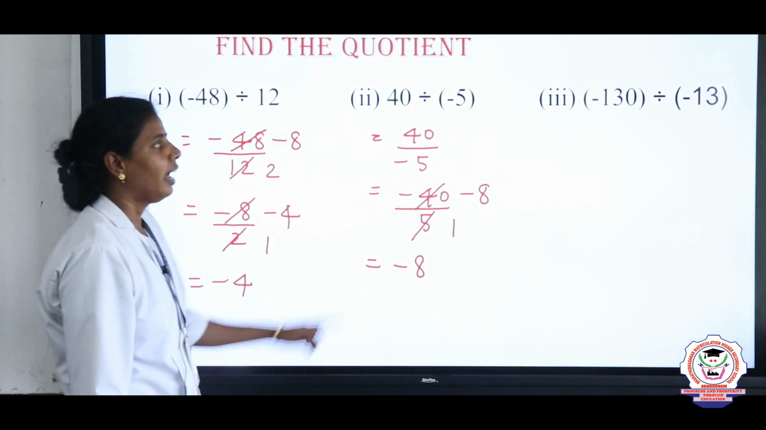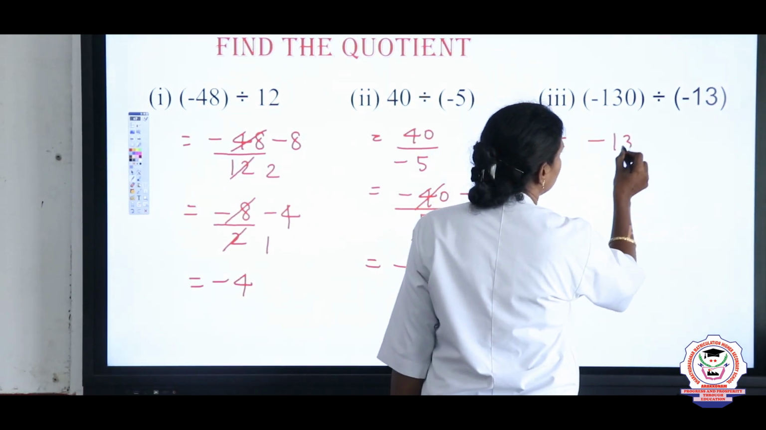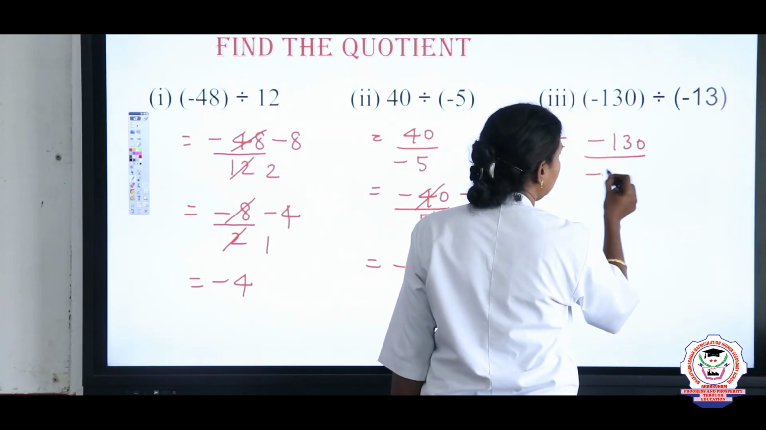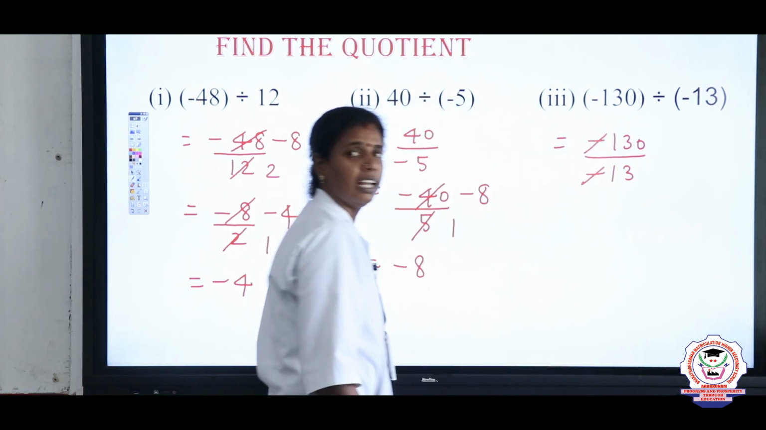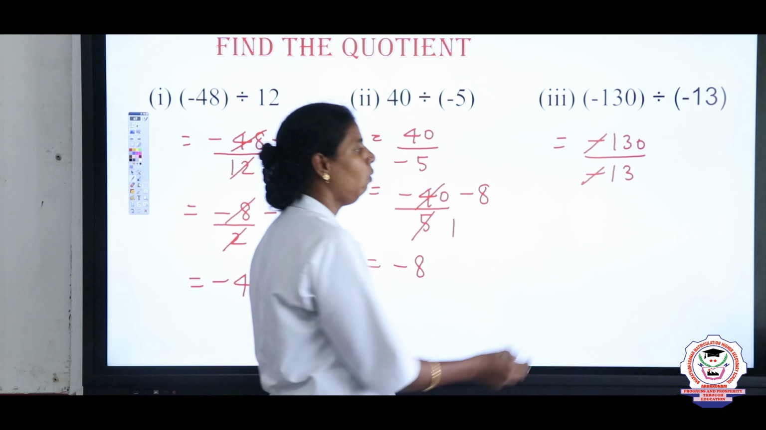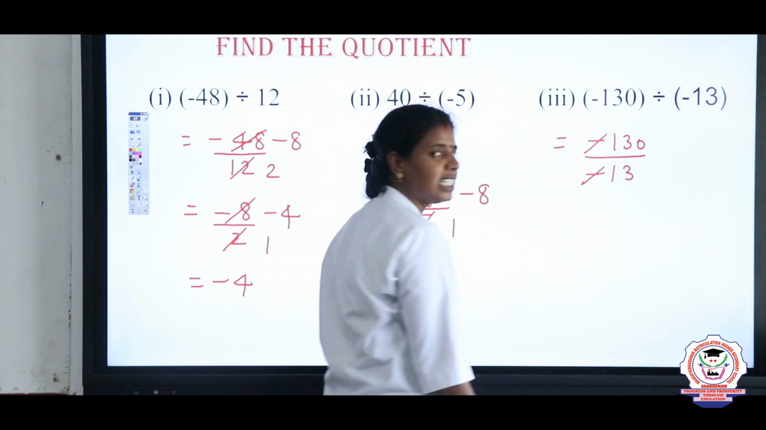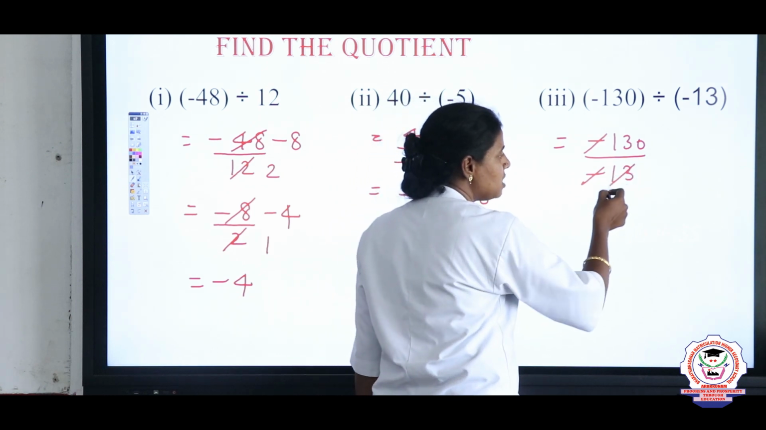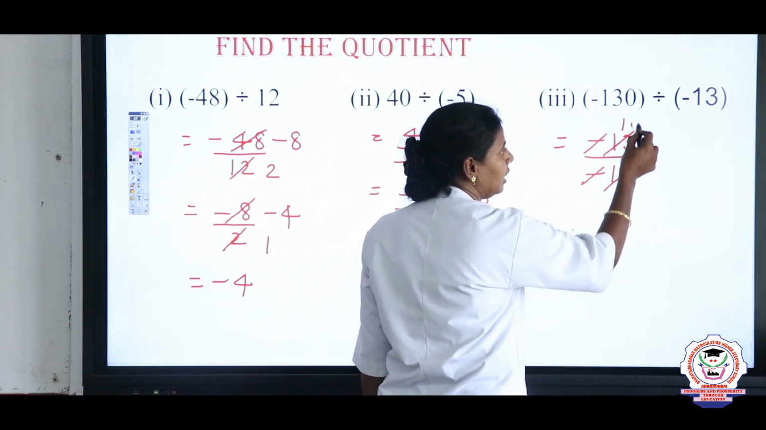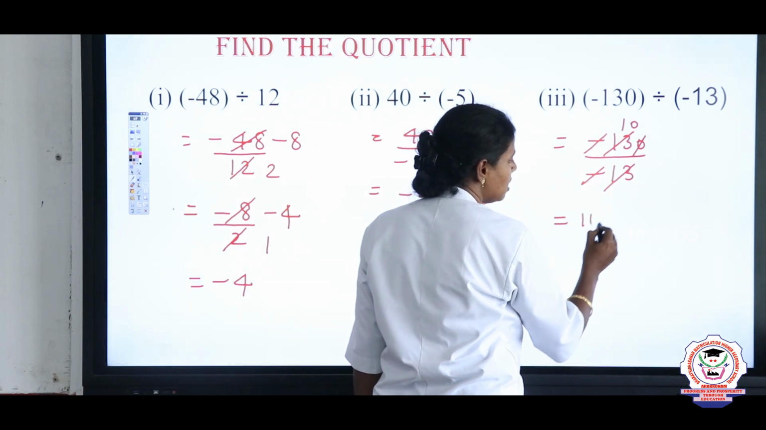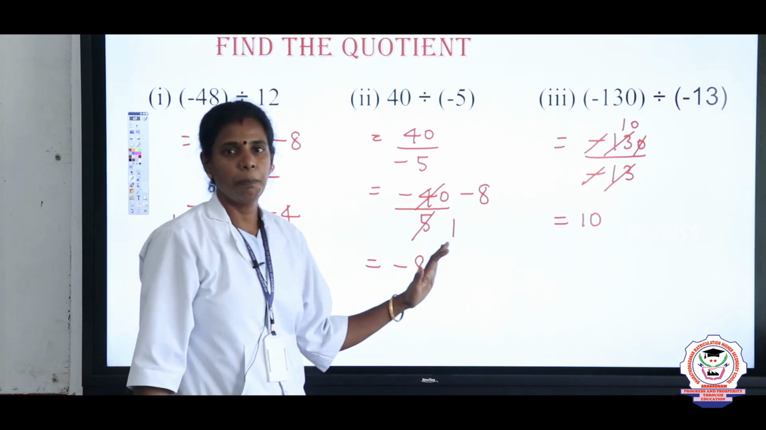Is it clear? And the last example is minus 130 by minus 13. Negative sign will be cancelled. Now, the denominator is 13 and the numerator is 130. First, we will consider this 13. So, how many times can 13 and 13 be cancelled? One time, and we can include the 0. So, therefore, the answer is 10. Is it clear how to divide in the simple way?